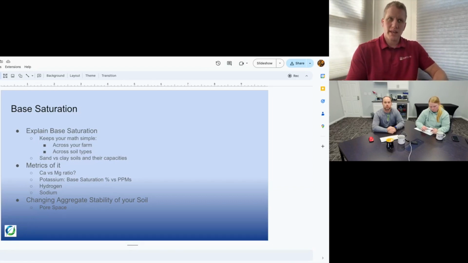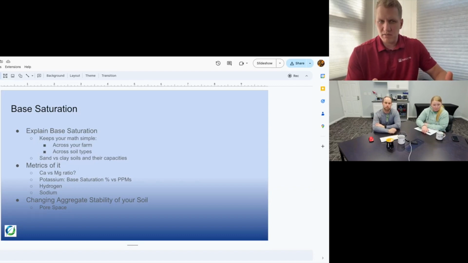Okay, so if you had, for example, a coarse textured soil, specifically a sand, maybe a sand, for instance, or a gravelly soil. If you had one of those that had a CEC of 5, we'll say 5. If you look at your base saturation of calcium and it's at 65%, you're sitting pretty good. If you go back and look at your parts per million of calcium, it's probably going to be in that 600 to 700 range. Okay, so my base saturation's good.